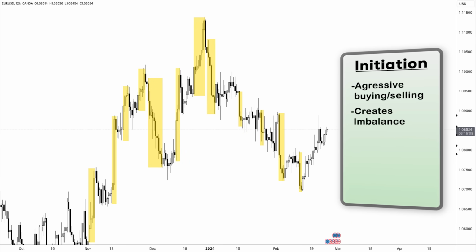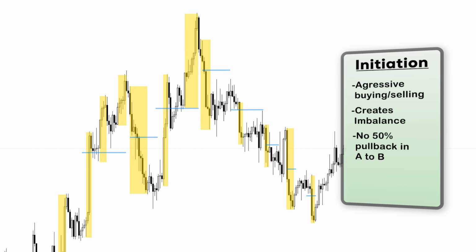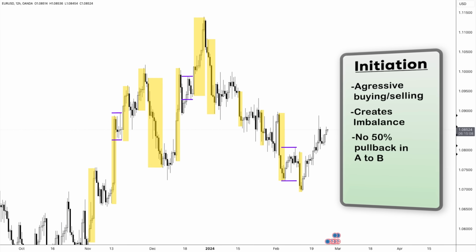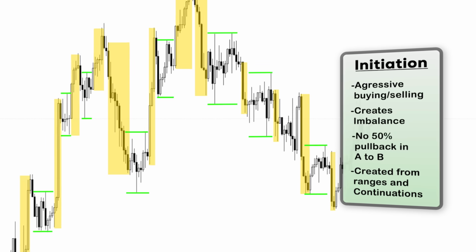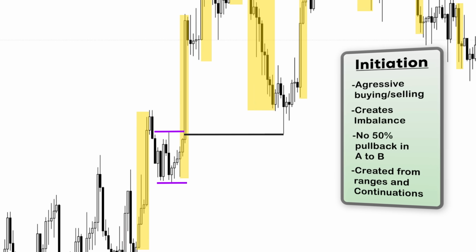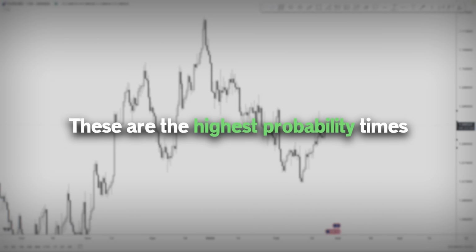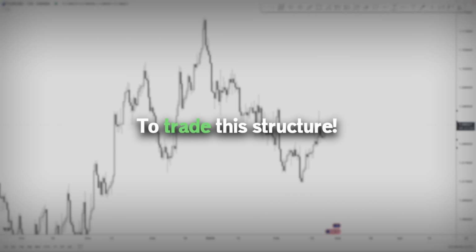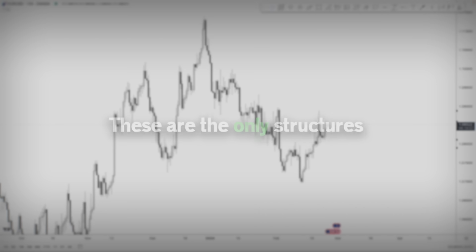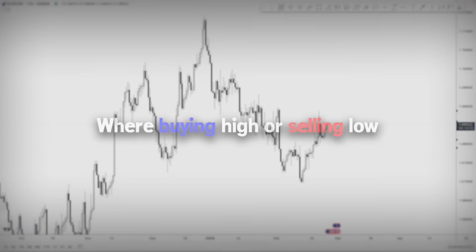Another identification is we don't pull back to 50% in an A to B price range. We just create new ranges and see continuation. This structure comes from sideways ranges or from RIMC points of mitigation for continuation phases. These are the highest probability times to trade this structure. These are the only structures where buying high or selling low is okay.